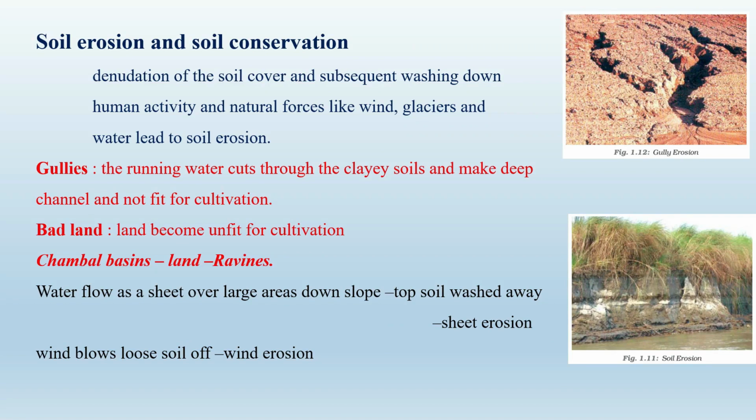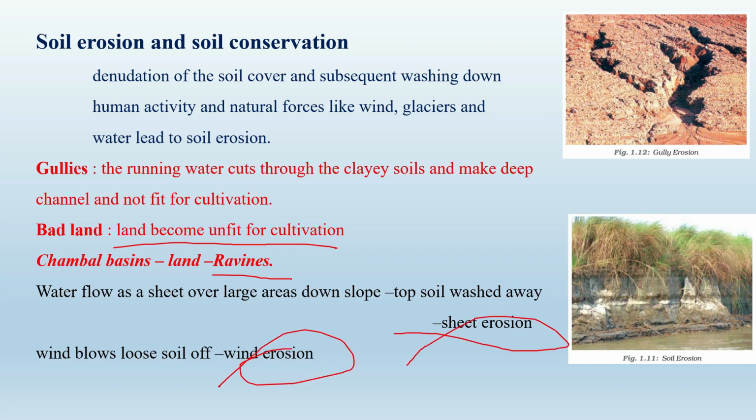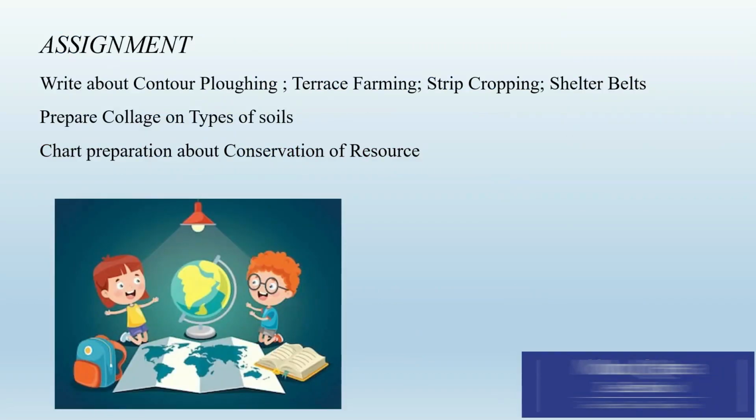Look at the last slide, soil conservation and soil erosion. Some important notes are given. Badlands in the Chambal basin are called ravines. Wind erosion and sheet erosion are nothing but removal of soil from the layer of soil by wind and water respectively. I have given some assignment in this slide. Please kindly note.